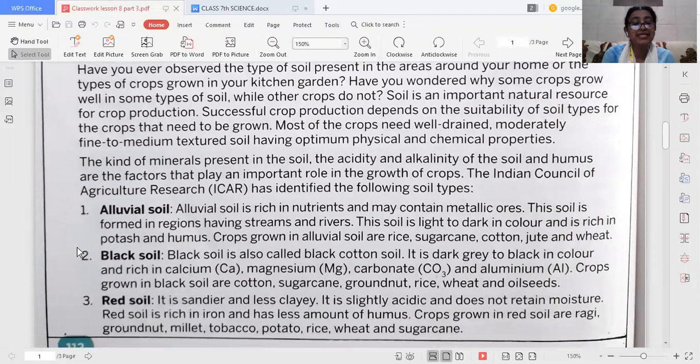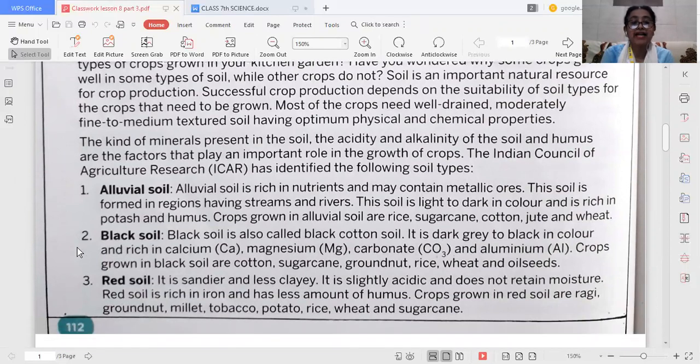Like we can see, the first one is alluvial soil. Alluvial soil is rich in nutrients and may contain metallic ores also. It is light to dark in color, and the crops which can grow in alluvial soils are rice, sugarcane, cotton, jute, wheat, because it is rich in potash as well as humus. Second is black soil. Black soil is also called black cotton soil, and it is rich in calcium, magnesium, carbonate, and aluminium, and it is good for growing cotton, sugarcane, groundnut, rice, wheat, and oilseeds.